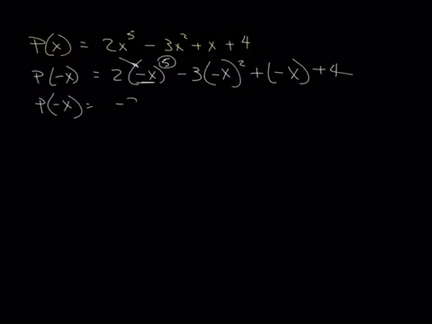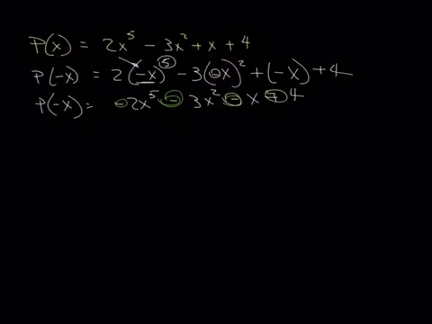So it's going to be negative 2x to the fifth minus 3x squared, because that makes a positive. And then we got negative x plus 4. Now all I'm going to do is look at my variations here. So here to here does not change. Here to here does not change. But here to here does change.